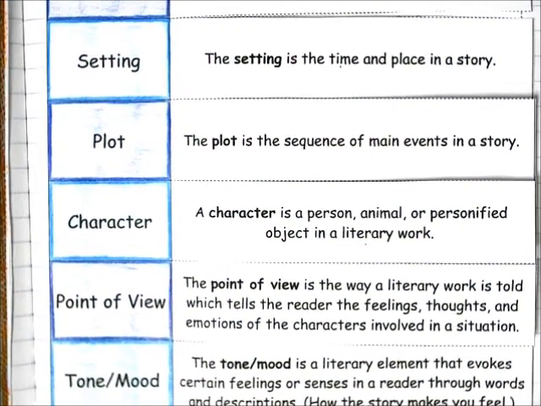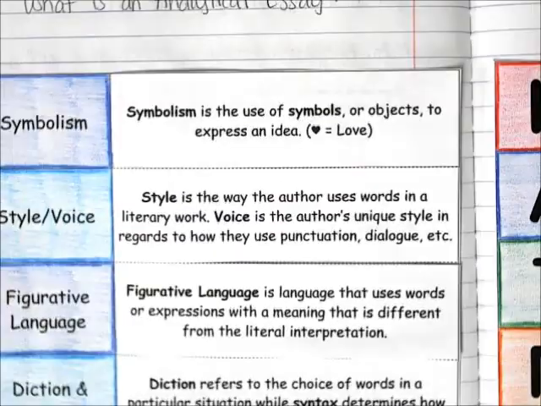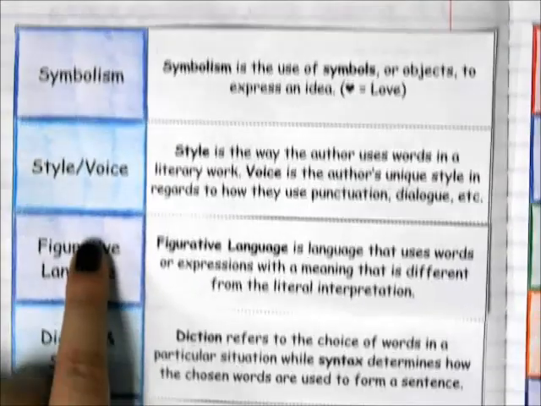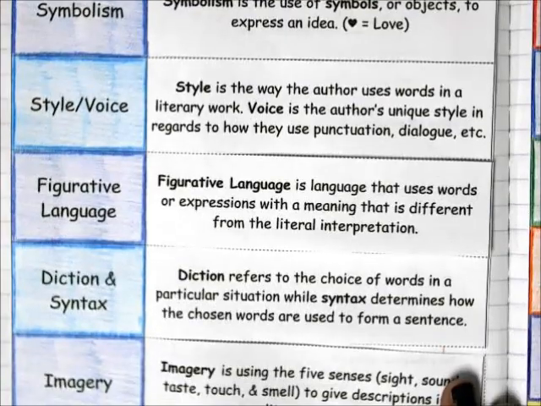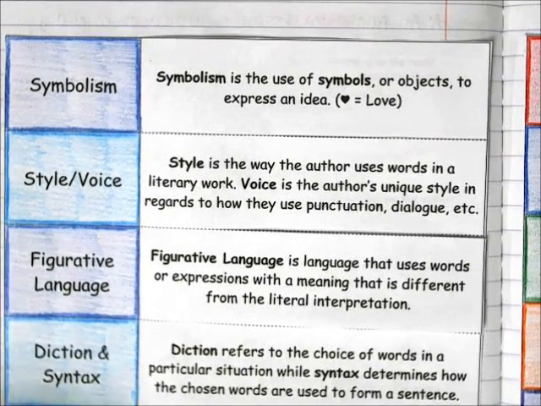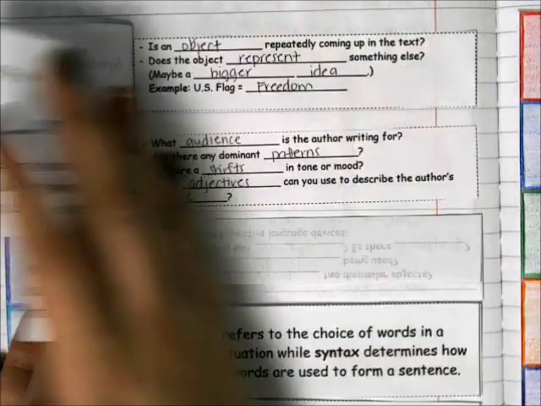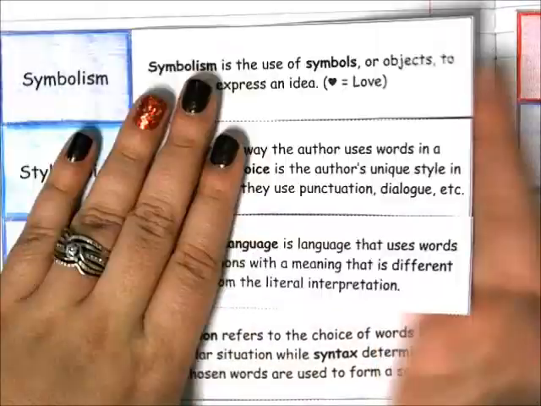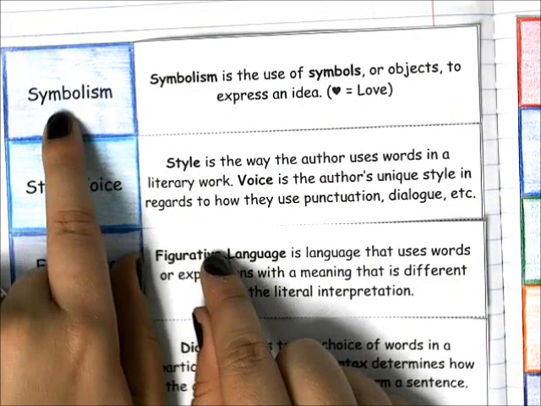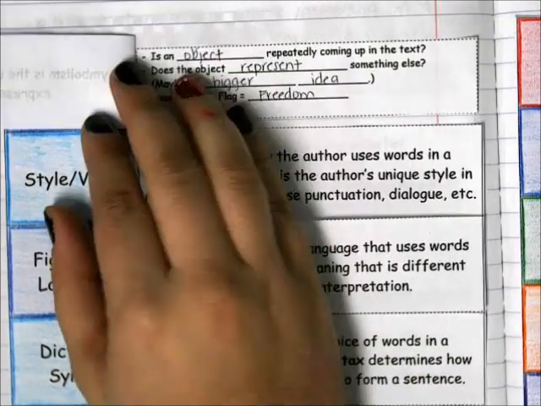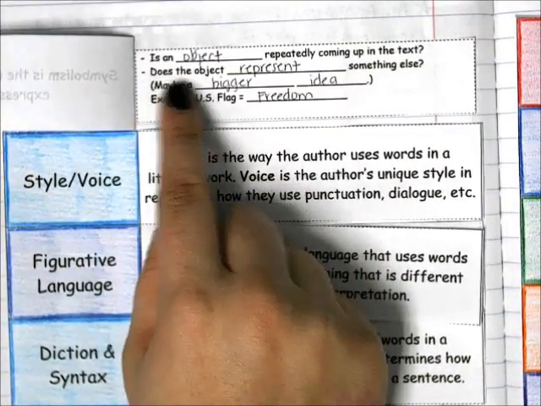Okay, so going to the next page, which is page number 3. You'll see that we're continuing the what is an analytical essay. So now you're taking your symbolism page, so symbolism, style, voice, figurative language, and you're gluing down that side. Again, you're not gluing the white tabs because those tabs you don't want to glue down. You want them to flip just like this. So symbolism, style, and voice, they fit perfectly, but figurative language does not.